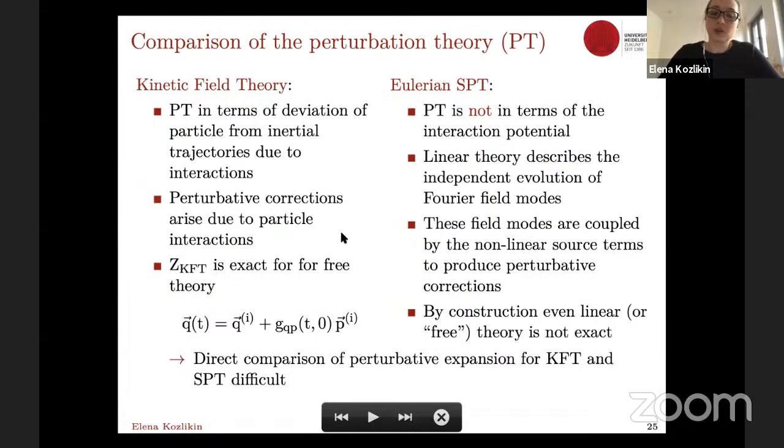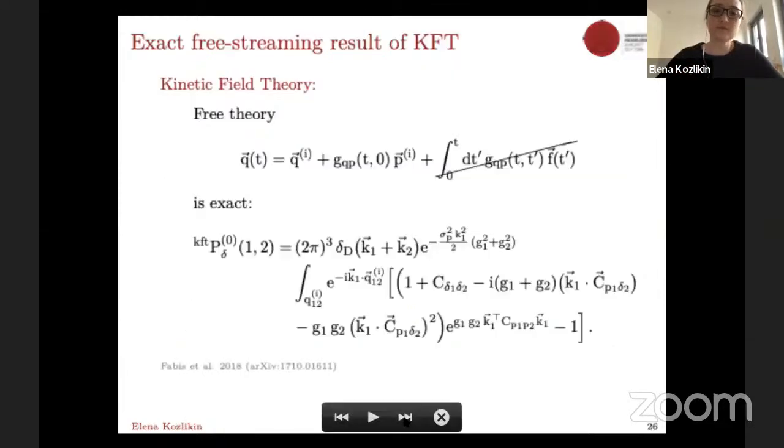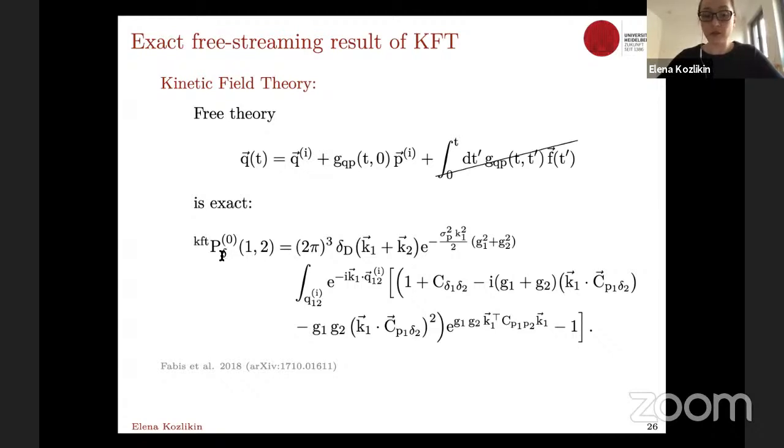Because the perturbative schemes are so different, it's very hard to compare the perturbative expansions in KFT and SPT when interactions are switched on. So to compare the two, we switch interactions off. In terms of KFT, in the particle trajectories, we'll just neglect this term and keep just the inertial motion. And as I've said, we can then compute an exact expression for the density power spectrum. It looks a bit scary, but it can be very well evaluated.